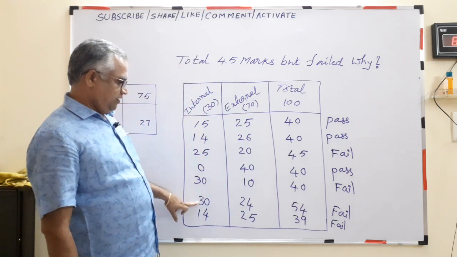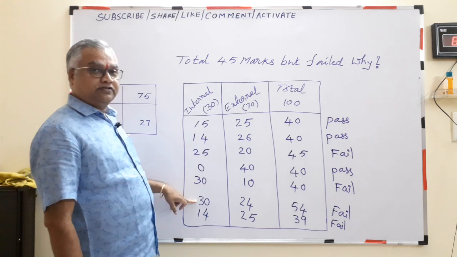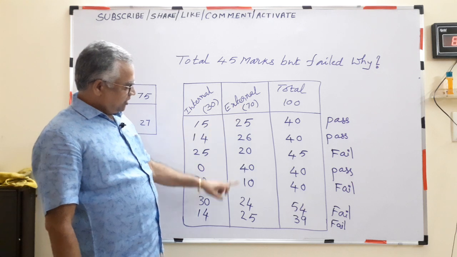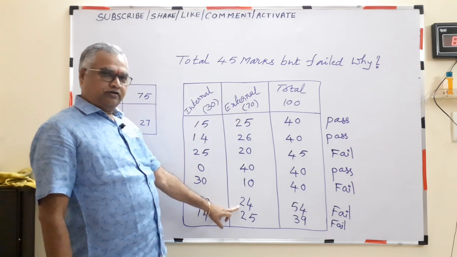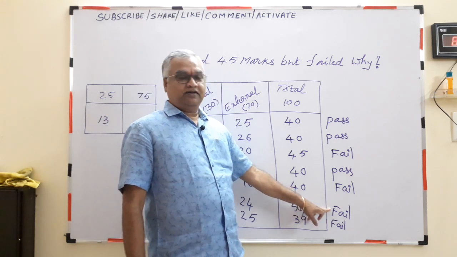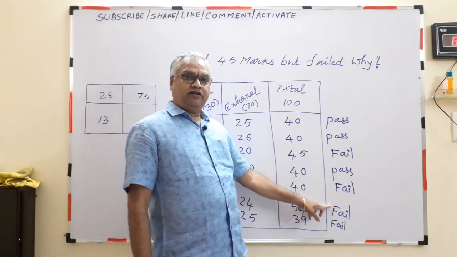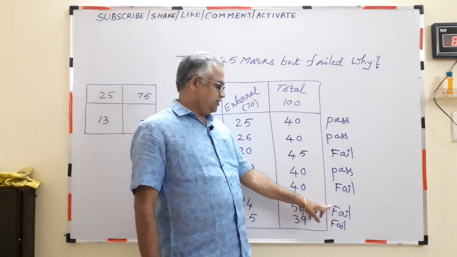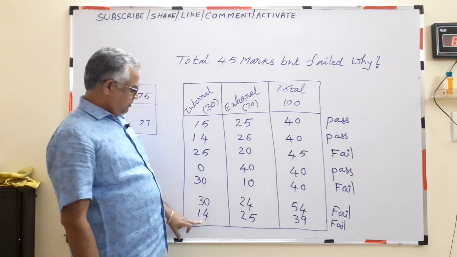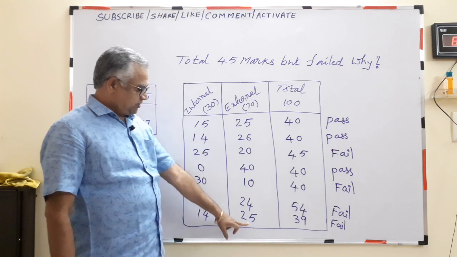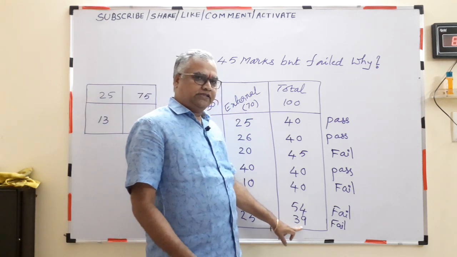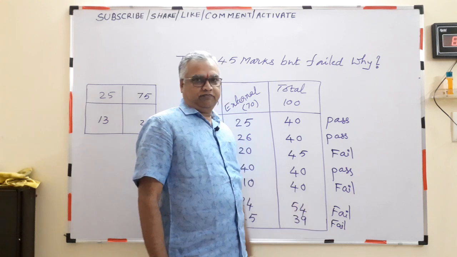Internal 30, worst case. Internal 30 out of 30, external 24, total 54 but fail. Total 54 but fail. Undigestible thing. I'll explain why. Internal 14, external 25, total 39, less than 40 anyway, fail.